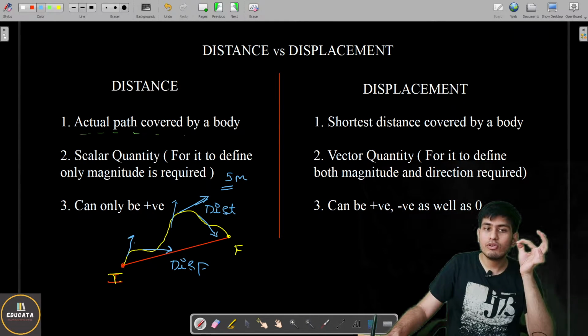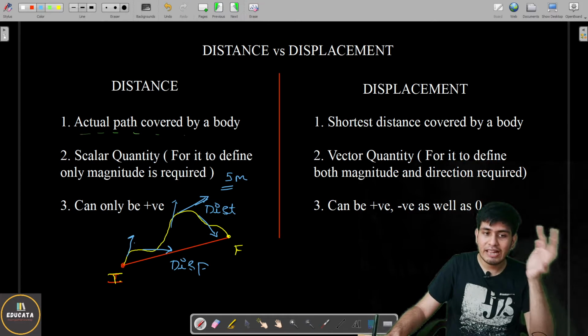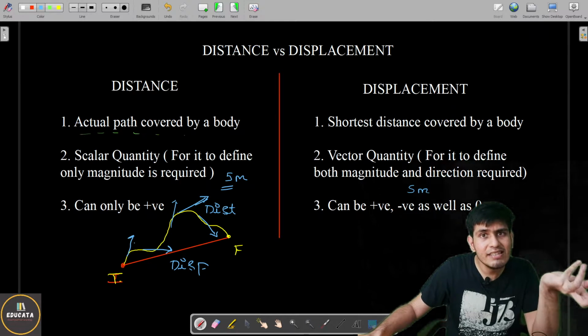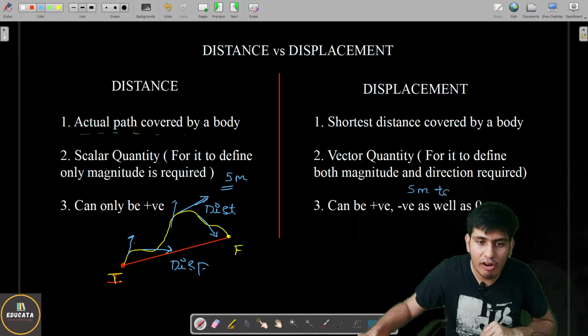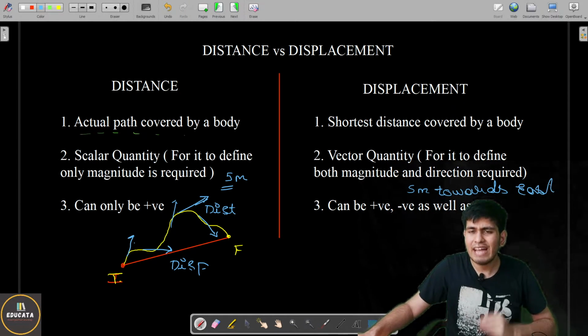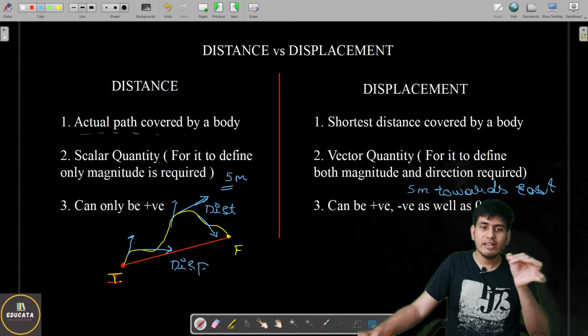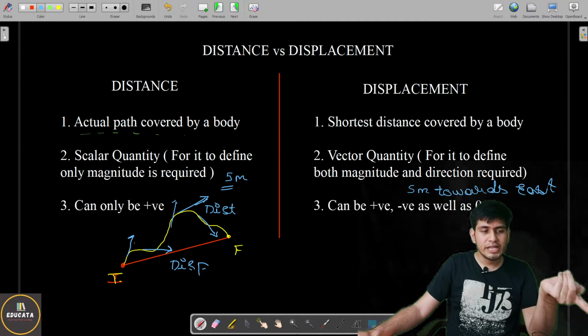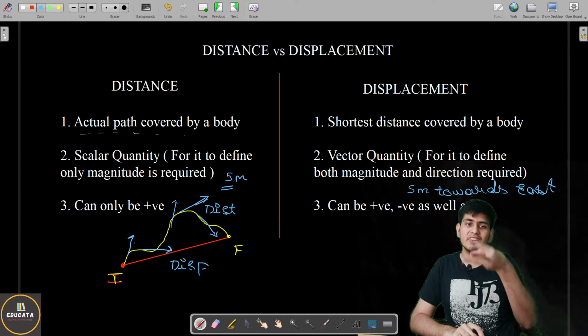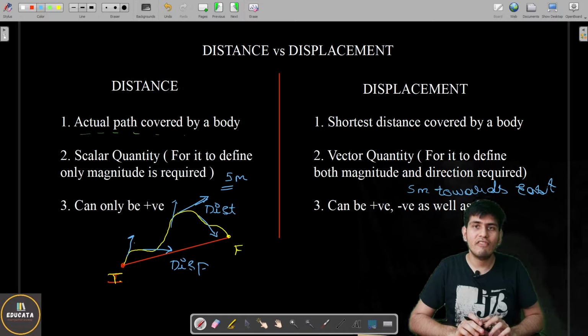So this 5 is basically the magnitude, and I did not specify the direction here. But if I want to tell the displacement, then I can say 5 meters towards east. Then it becomes the displacement. I think you got my point: what is a scalar quantity and what is a vector quantity? Other scalar quantities are speed and distance. Both of them are scalar quantities, while displacement, velocity, and acceleration are all vector quantities.